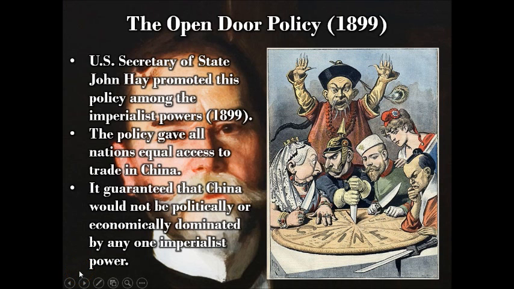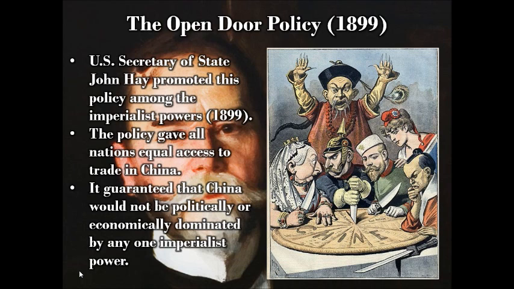As a result of losing 2 opium wars and signing unequal treaties, U.S. Secretary of State John Hay promoted the open door policy among imperialist powers in 1899. The policy gave all nations equal access to trade in China. It guaranteed that China would not be politically or economically dominated by any one imperialist power.